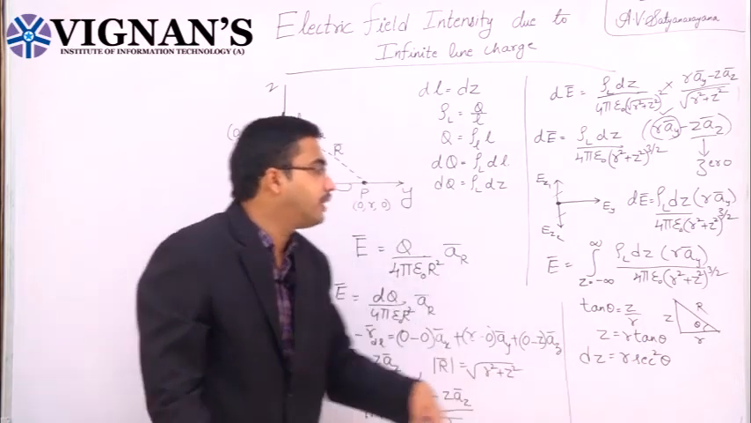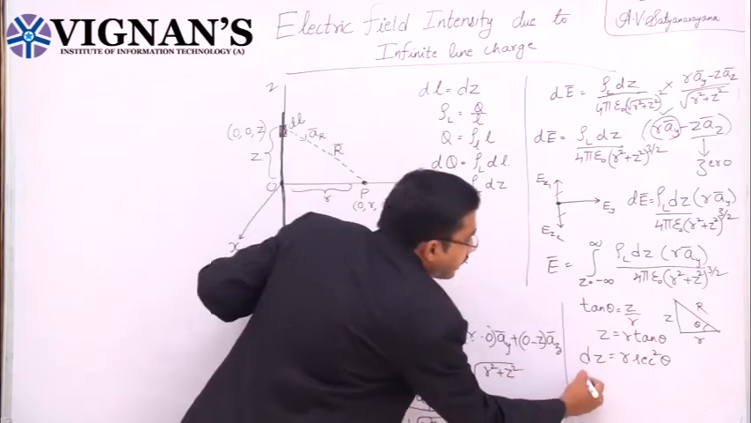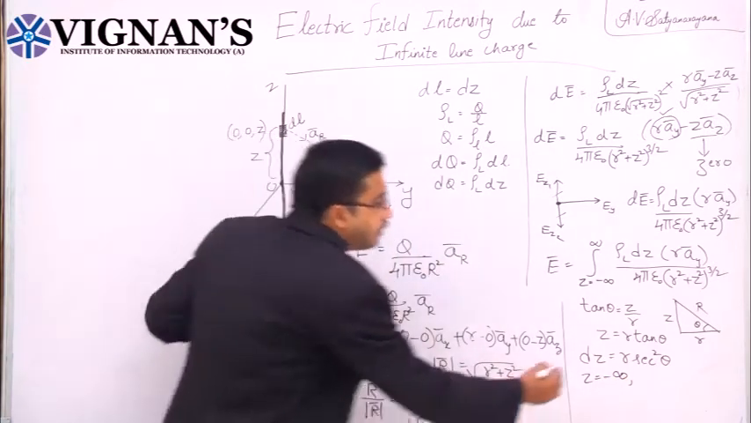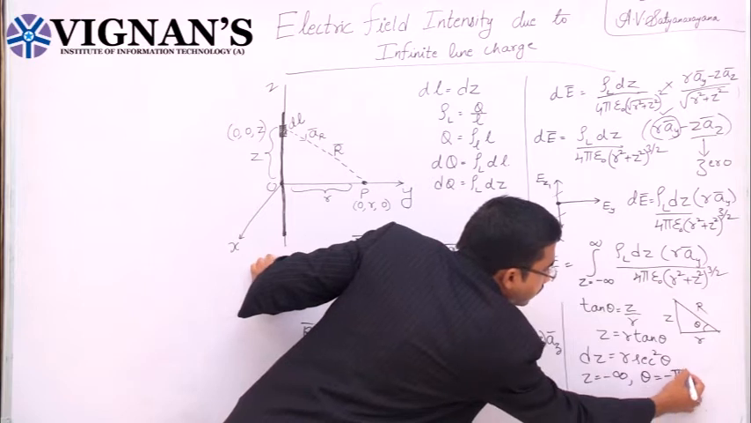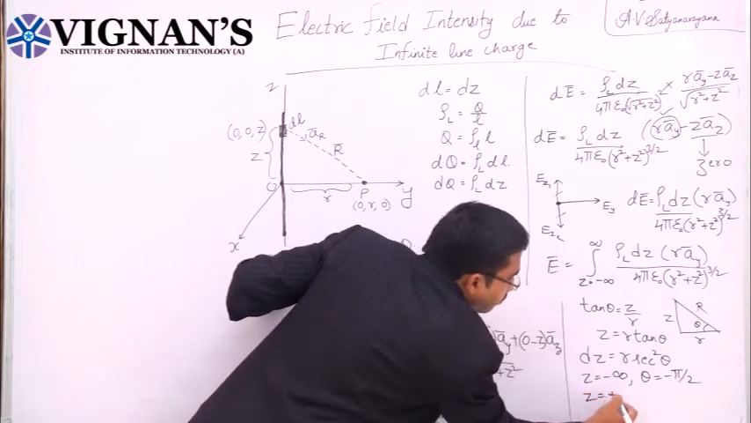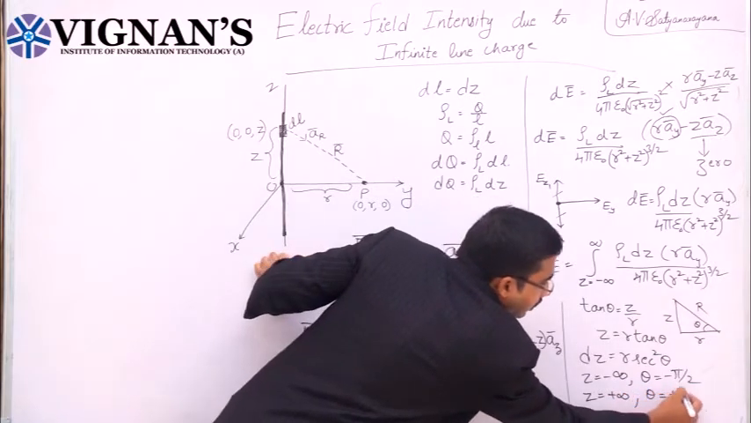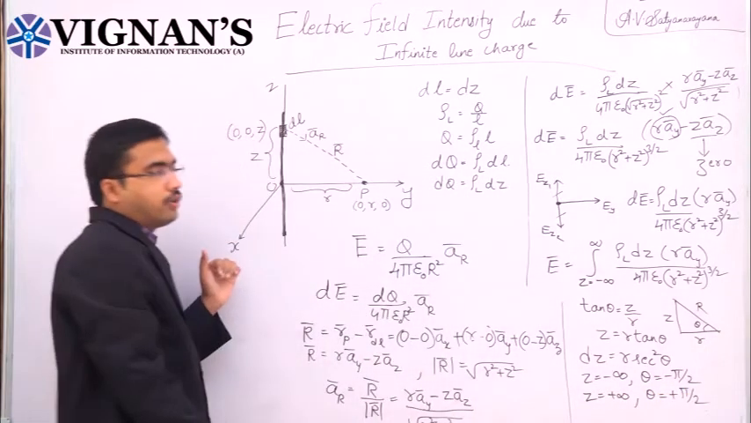So let us simplify that. If I am taking z equal to minus infinity, the limit for theta is minus pi by 2. If I am taking z equal to plus infinity, if I substitute in this expression, we will get theta equal to plus pi by 2.